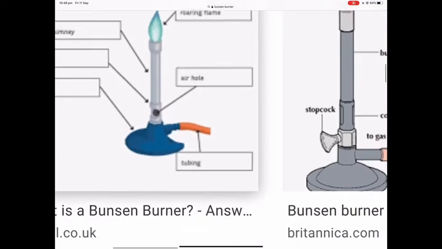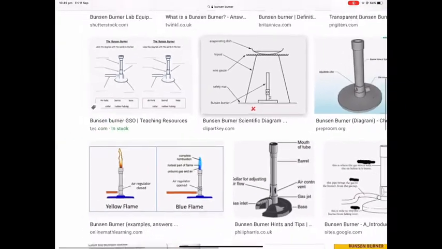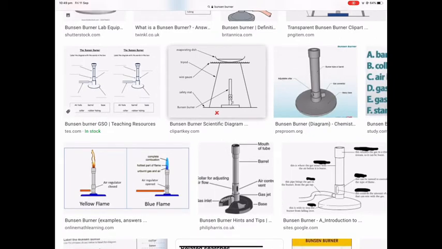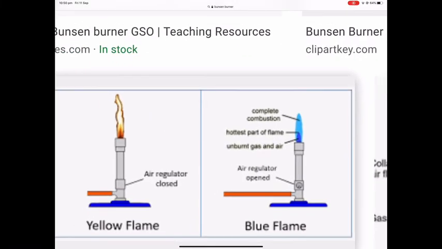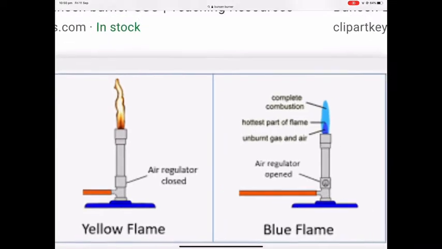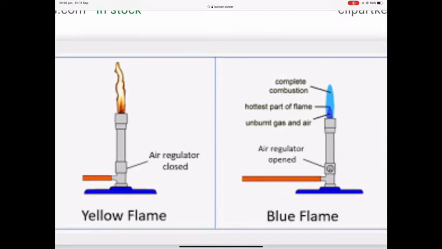Now, when the air hole is open, it gives a certain type of flame, and when it's closed, it gives a certain type of flame. So you need to know what type of flame you get with what air hole. Is it open or is it closed? So the two types of flame are the yellow flame and the blue flame. But these types of flames also have other names.